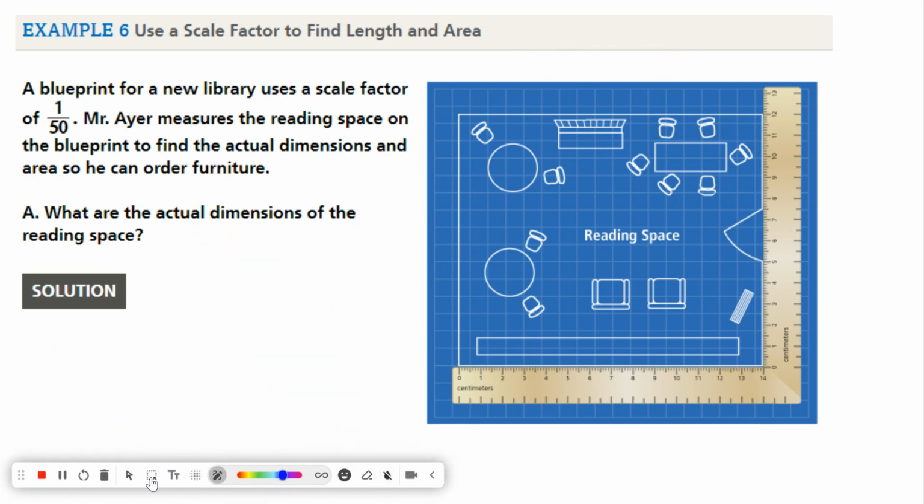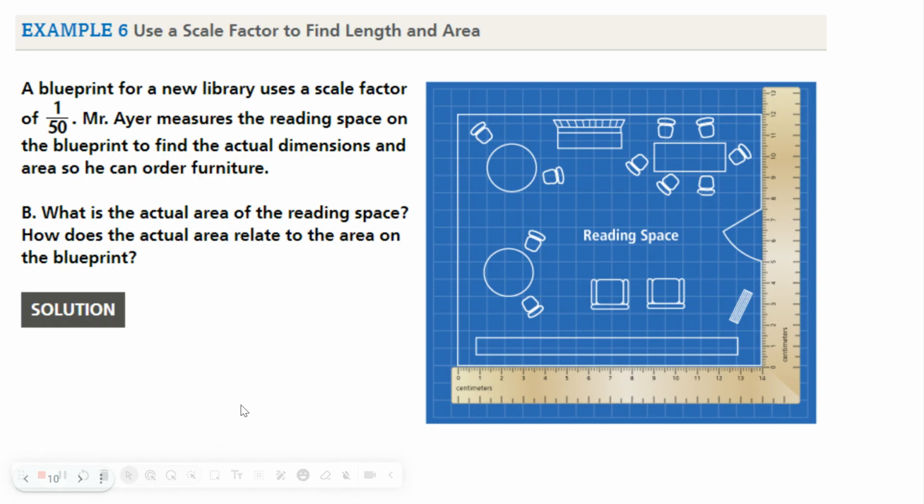Okay, so I think there's a second part here. Part B: what is the actual area of the reading space? How does the actual area relate to the area on the blueprint? To find the area of a rectangle, I go length times width. So 7 times 6 is 42, and that's meters squared. So that is the area of the actual reading space.